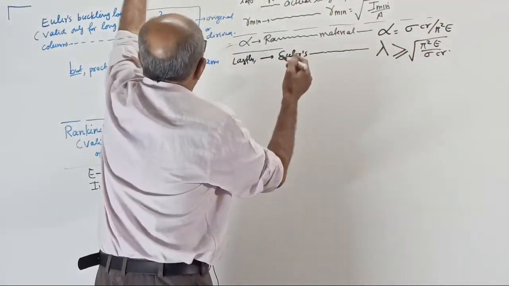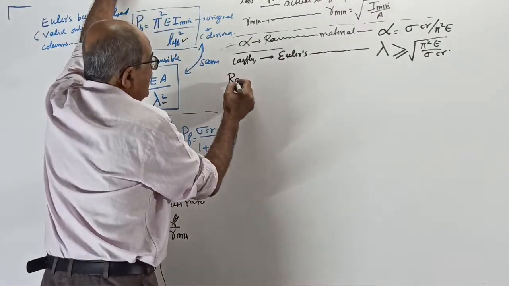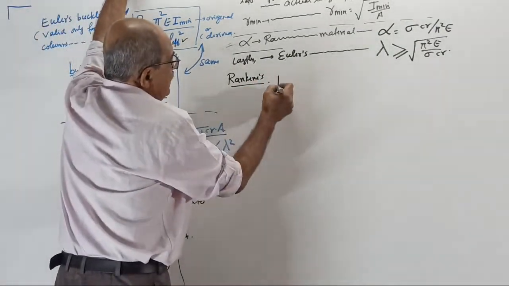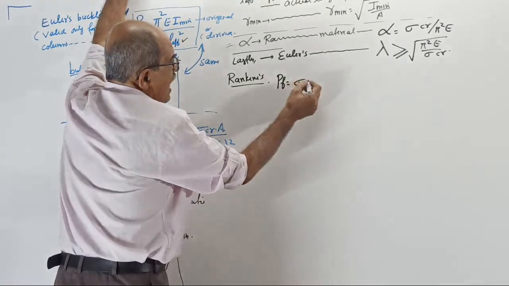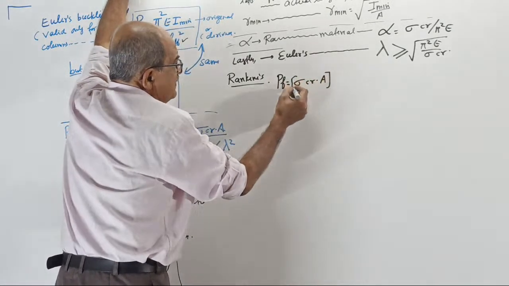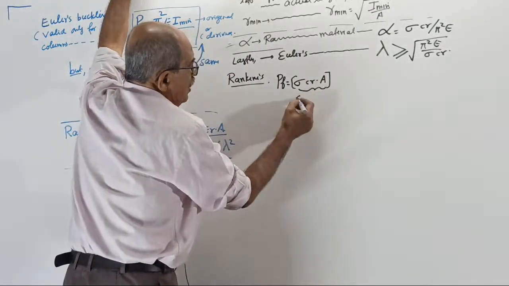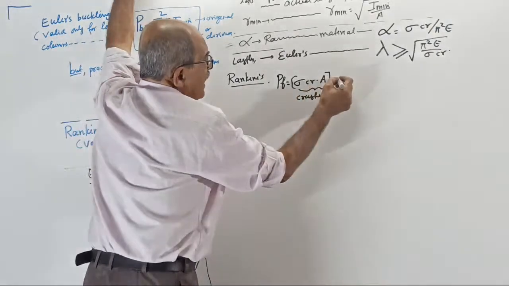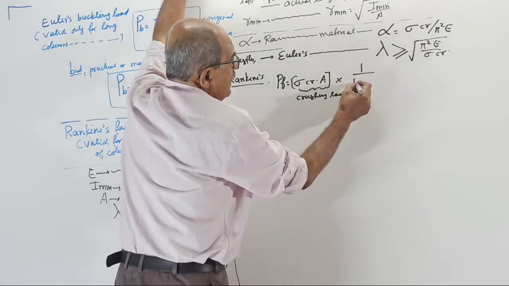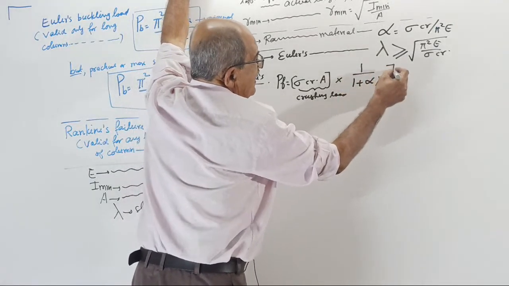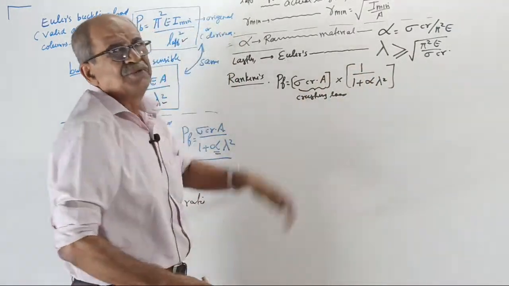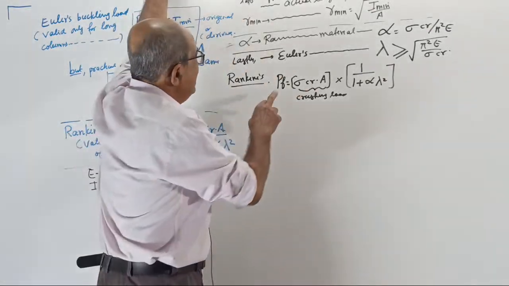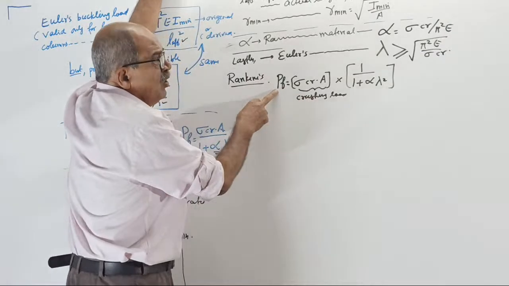And now, one more statement. If you see Rankine's formula, you can write PF equal to sigma CR into A. This is nothing but crushing load, multiplied by 1 by 1 plus alpha lambda square. Tell me, if the column is very, very short, the column will fail by crushing. Then failure load equals crushing load.